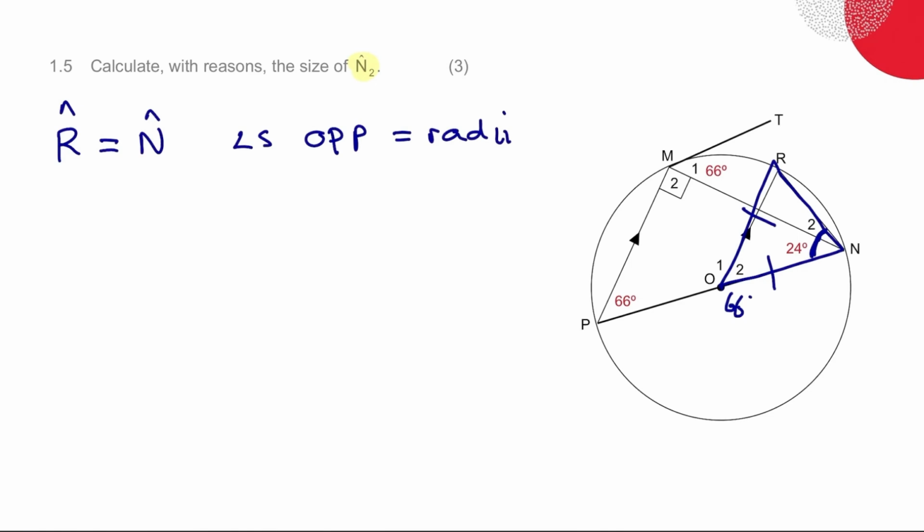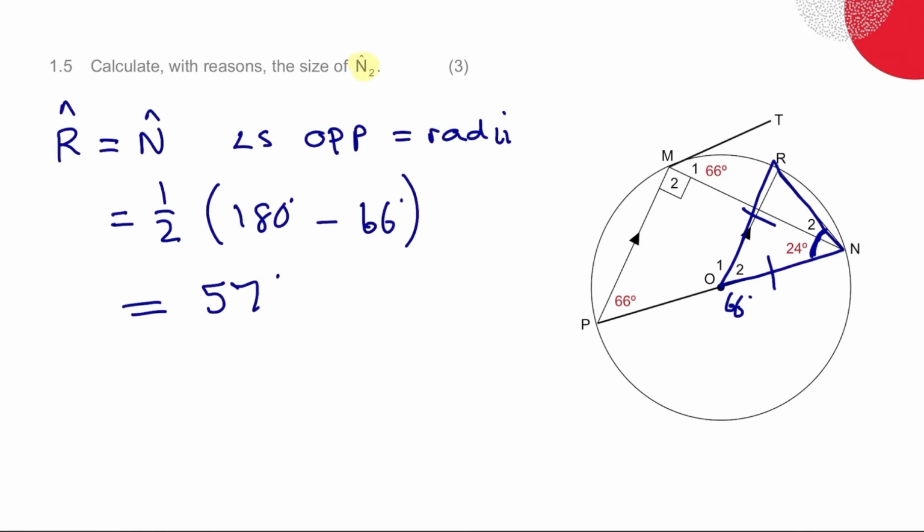Okay, now we're going to calculate the size of each of those angles by taking a half of 180 degrees minus 66 degrees. And that is going to give us a half of 114 degrees, which will give us 57 degrees. So we know that angle N, rather named as angle RNO, is 57 degrees. So if we subtract 24 degrees from 57 degrees, we will get the answer. Now all we need to do is write that up properly.